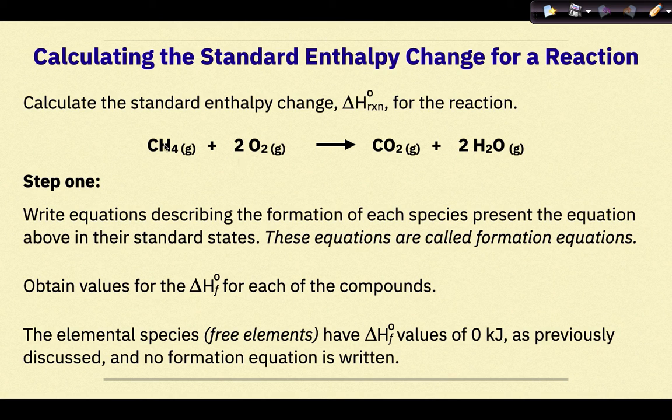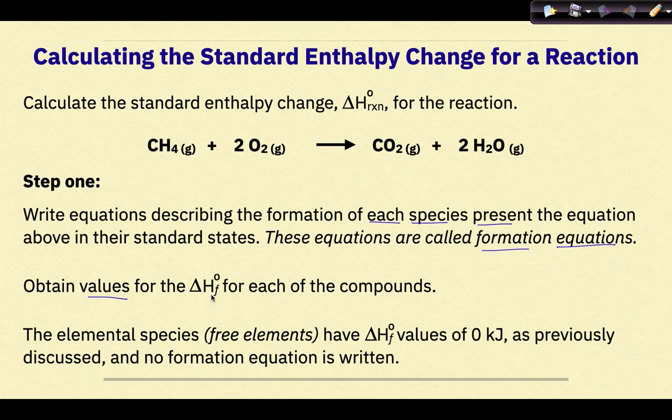Calculating the standard enthalpy change for a reaction. Here we have a chemical equation. Methane plus 2 moles of oxygen yields carbon dioxide and 2 moles of water. So step 1, write equations describing the formation of each species present in the equation above in their standard states. These equations are called formation equations, and we just did that in the last video.